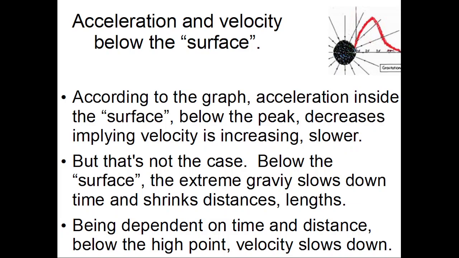An object falling through the Earth will experience a lower acceleration, but its velocity will still increase up to the Earth's center. Looking at the graph above, we could assume the acceleration is decreasing, but the velocity will still increase, although at a lesser rate. But that can't be the case. As we approach the event horizon, the strong gravity slows down time and shrinks distances, lengths. Since velocity is dependent on time and distances, as time slows down and distances decrease, velocity must decrease also.